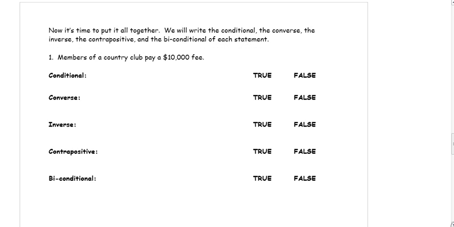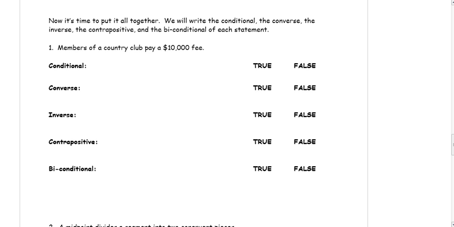Okay, last thing, we're going to go over a couple of these. You guys are actually going to do one tomorrow in class. You're going to come up with your own and let your partner in your group finish it, but we'll do one of these together and then finish one in class. So, now it's time to put it all together. We're going to write the conditional, converse, the inverse, contrapositive, and the biconditional. So a couple things from yesterday and then all three things we talked about today.